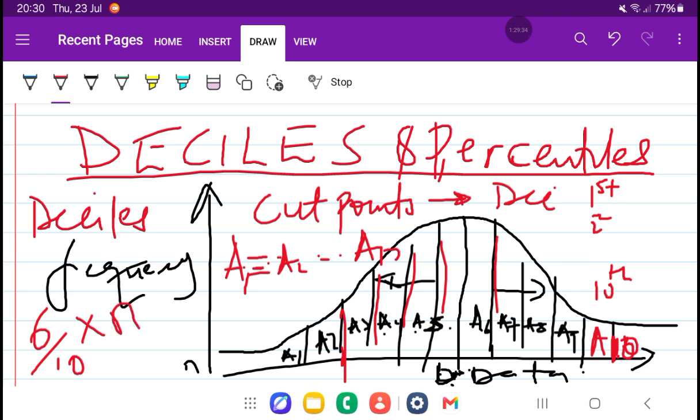But if you have been given other classes, you use now the total frequency. Or you can just get out this 60. The 6 over 10 is the same as someone saying 60%, because we are dividing this into 10 items. So you can say 60% times the number of observations.